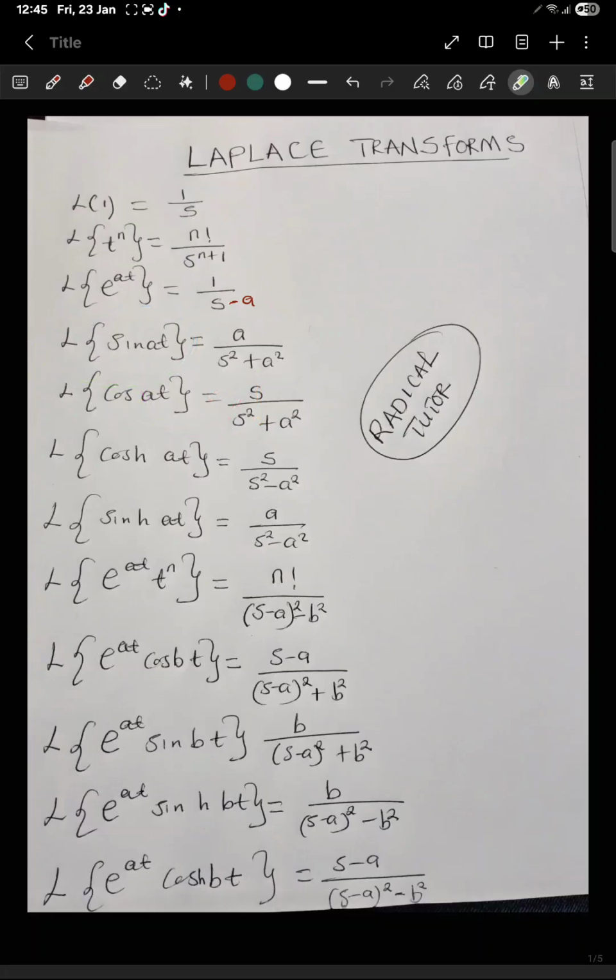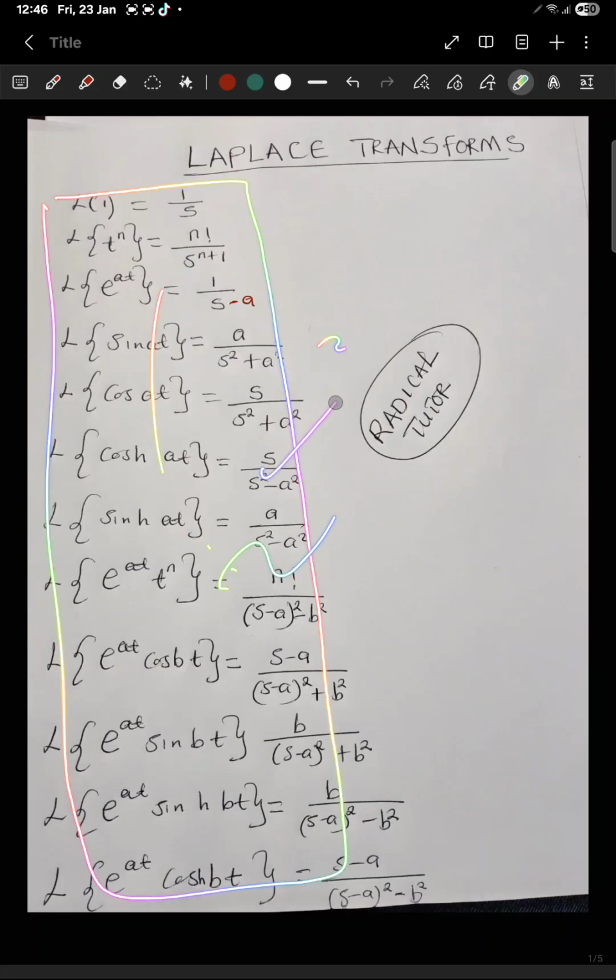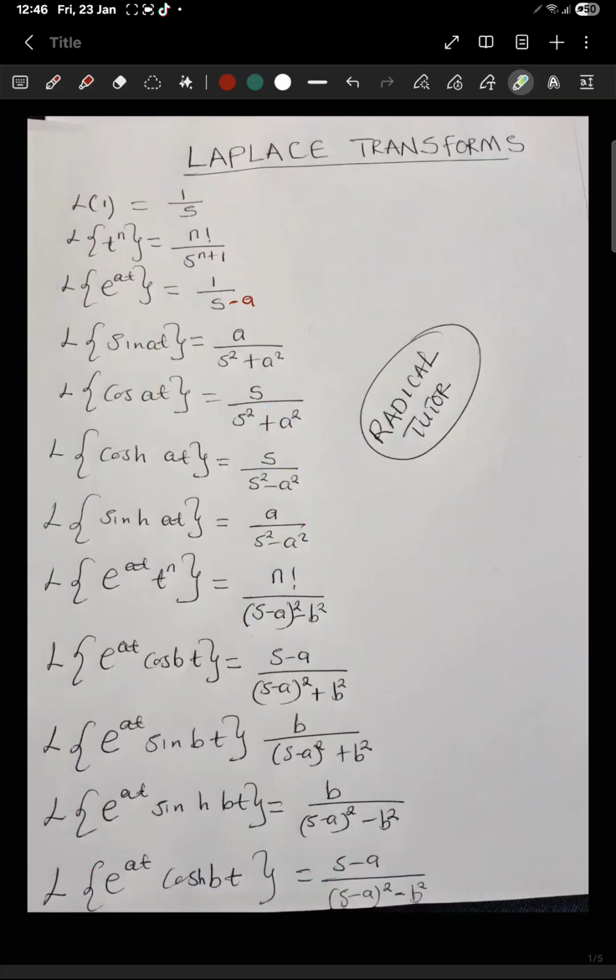So in other words, for you to be able to solve questions on this topic, you must first know the Laplace transforms which are given here. These Laplace transforms are very, very important because without knowing these, you cannot solve questions on Laplace. So first start by knowing these Laplace transforms, then questions on Laplace will become very easy for you to solve.